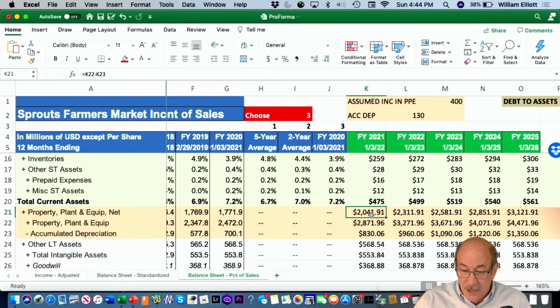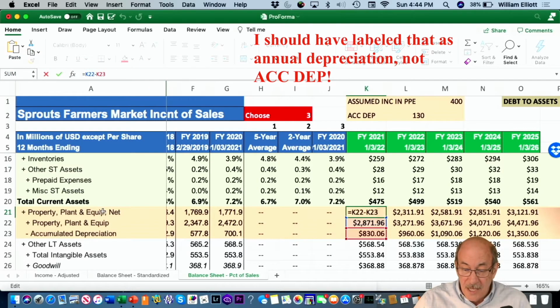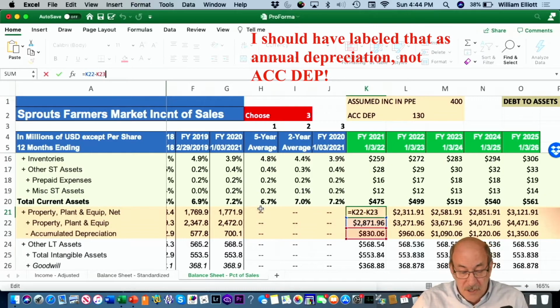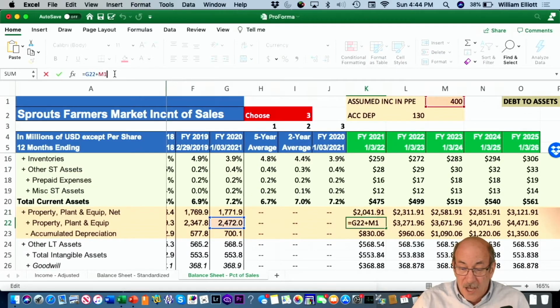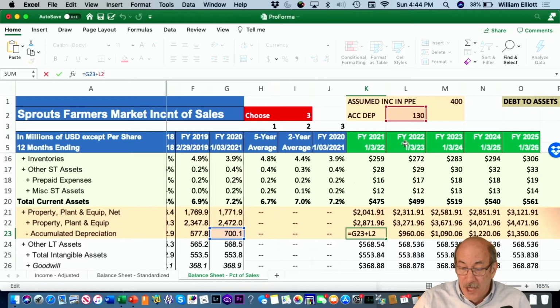So you'll see here that this net PPE is plant, property, and equipment minus accumulated depreciation. My PPE itself is last year's plus this increase of 400. And my accumulated depreciation, again, is last year's plus the addition of 130 million.